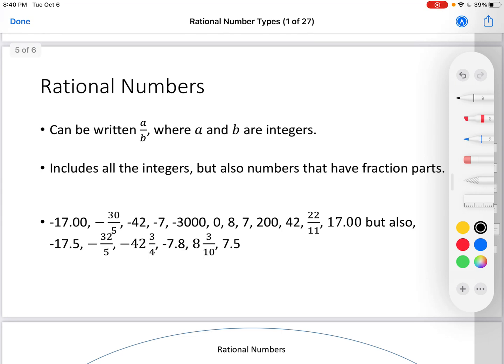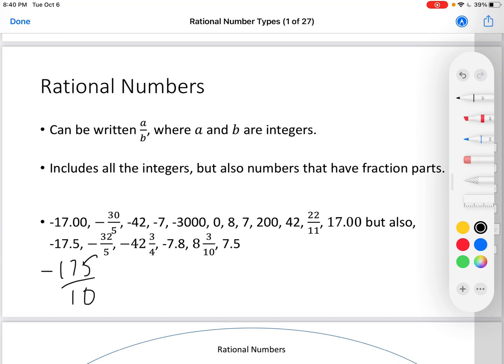Finally, we get to the biggest set, rational numbers. Doesn't include all numbers. We talked about that there are things that are not rational. Not going to get into why they're not rational, but these can be written as a over b, where a and b are integers. It includes all the integers, but also some of the numbers that have fraction parts. So negative 17.5 is negative 175 over 10. Negative 32 fifths. See, 30 fifths is negative 6. Negative 32 fifths is negative 6 and 2 fifths.